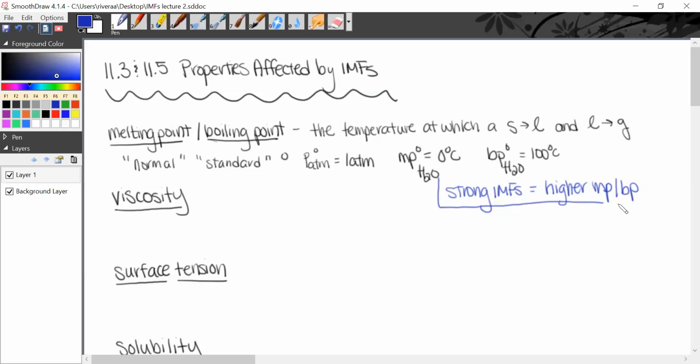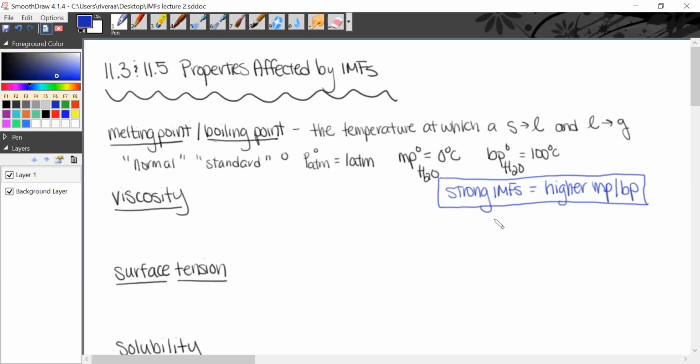And obviously the converse is true as well. Conversely, the inverse is true as well. Okay, so if you have weaker IMFs, you're going to have lower melting points and boiling points, but I don't think we need to write both options there.